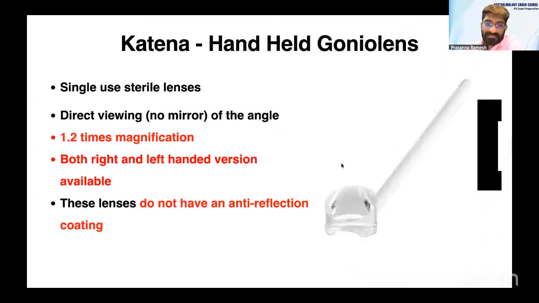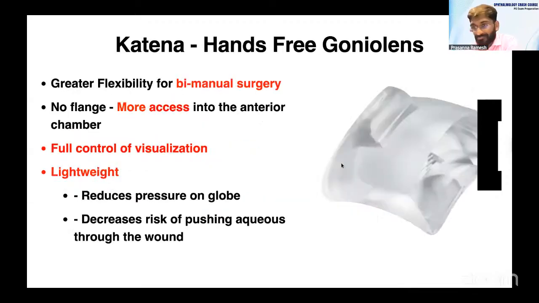The Catina lens doesn't have an anti-reflective coating, and the Purkinje image will be a hindrance when you do the mixed surgery. That we have to keep in mind. Again, there is a hands-free Catena lens, which you can use for both.